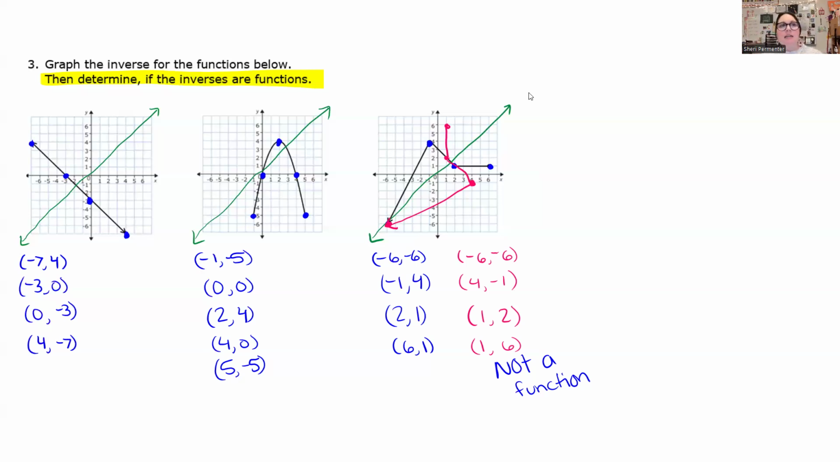So do you have an idea? Is this one going to have an inverse that's a function? If you have a U and you turn it on its side, does that work? No. So I can tell you even without graphing it that this one is also not a function. What about this one? A diagonal line. If you flip it, is it still going to be a diagonal line? Yes, it's going to have the same shape. And is a line a function? Yes. So this one will be a function.